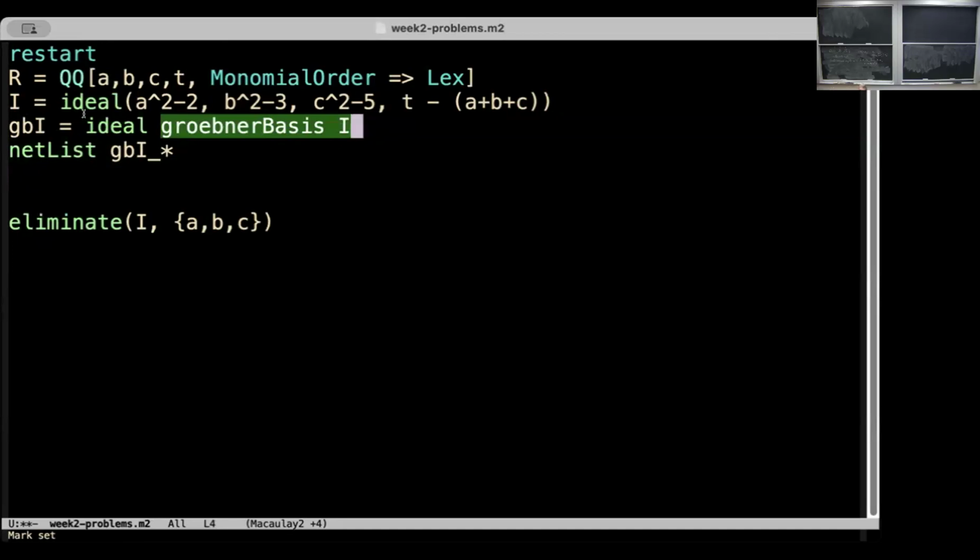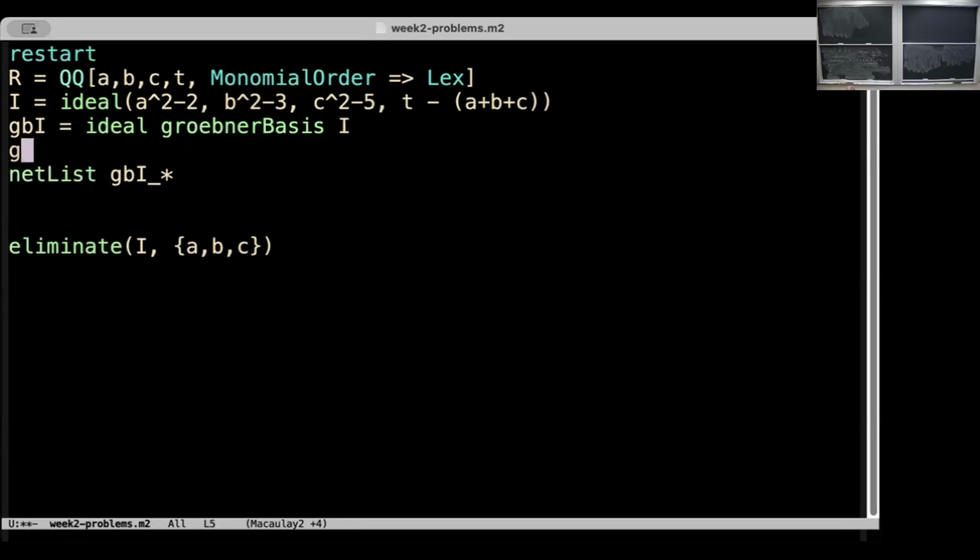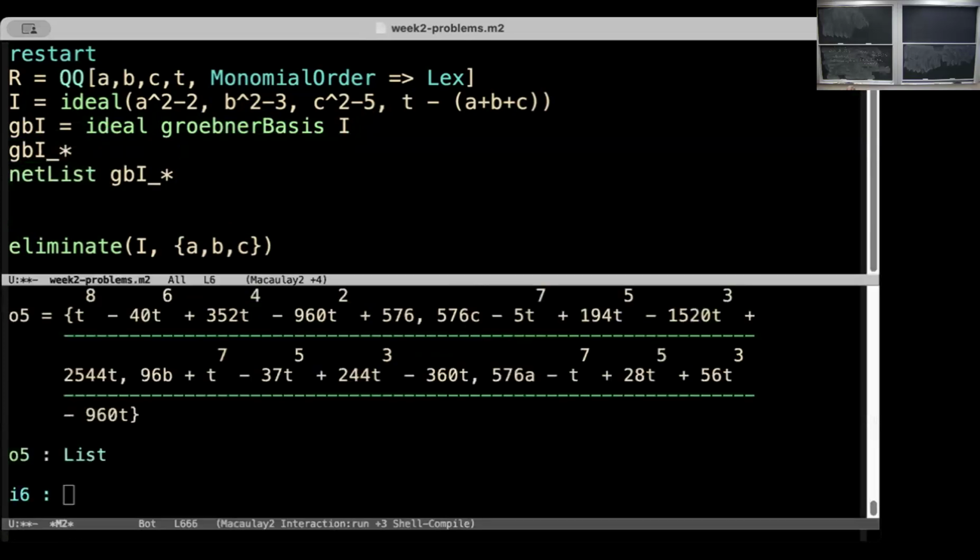An ideal in Macaulay 2 isn't just the abstract ideal. Every ideal comes with a set of generators also. So even though I say it's the ideal and then I look at it, I'm really getting the Groebner basis. It's not trying to muck around with it in any way. If I did min gens of it, it would change that. And then this net list is just a little thing that takes a list. So GBI underscore star, any ideal underscore star, gives me the list of all the elements.